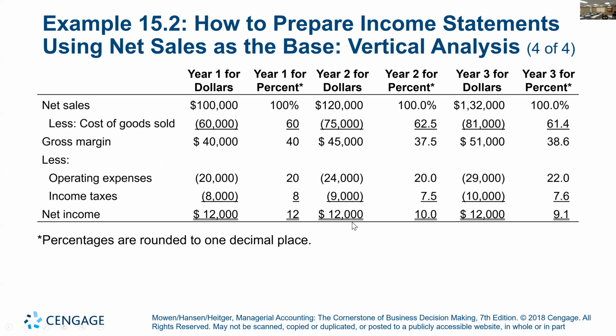Again, trend analysis, you can look at 12%, 10%, 9.1%. Our income is becoming a smaller amount of our sales every year. Why is that? Well, here cost of goods sold is jumping up percentage-wise. Operating expenses really jumped up here. There may be some reasons why.